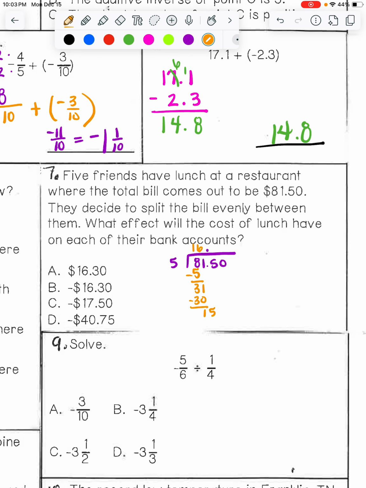Subtract, bring that 5 down. 5 will go into 15 3 times. And that is the end of my division problem because I'm now at 0. So 1630 is the amount that I get. But if you read the question carefully, it says, what effect will the cost of lunch have on each of their bank accounts? Obviously, we're spending money here. So the correct answer would be B. It would be a negative $16.30.